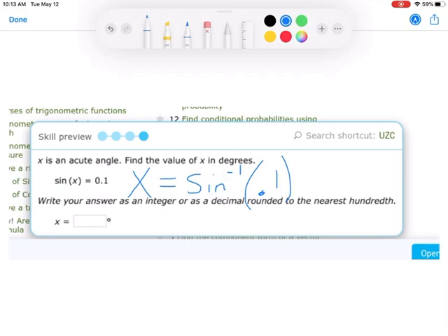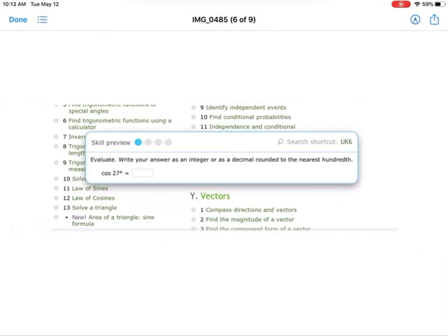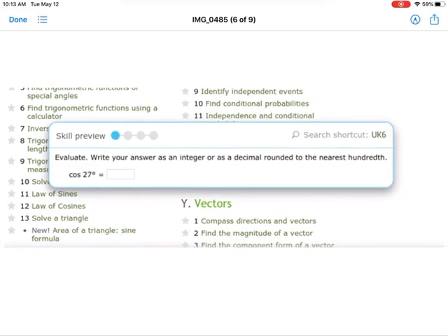And yeah, I got the same exact thing, 5.7739. So it says round to the nearest hundredth. So I'm going to say x is approximately 5.74 degrees. That is going to be my answer. 5.74 degrees is my answer. And that's perfectly fine. You know, decimals are all right. Next question. Write your answer as an integer.